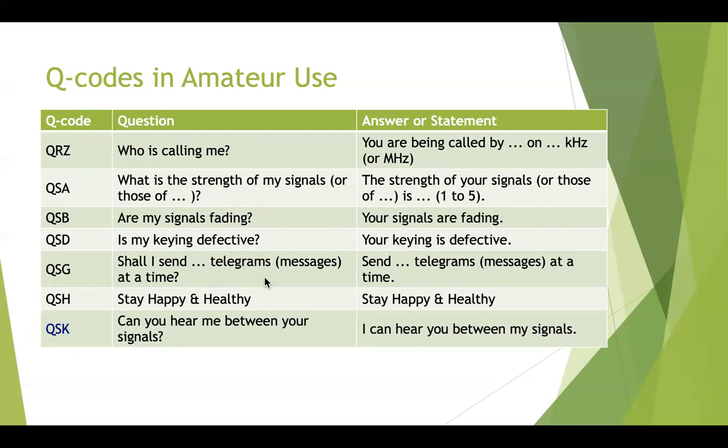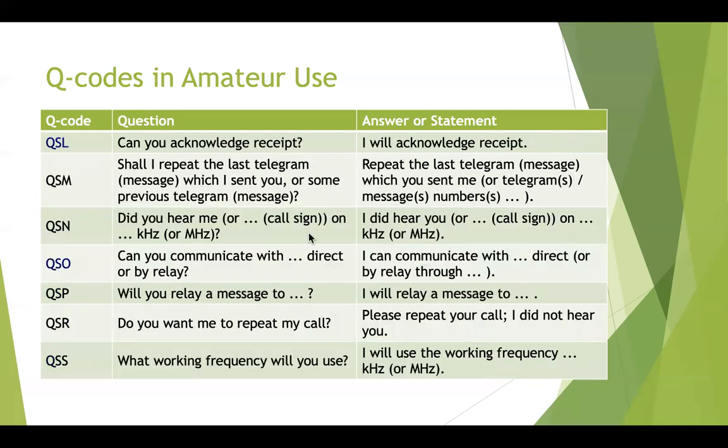QSG, shall I send some number of messages at a time? QSH, stay happy and healthy. QSK, can you hear me between your signals? These are all standard Q codes that are in amateur use right now. QSL, can you acknowledge receipt? QSM, should I repeat the message, or should I repeat any messages? And then you could respond with repeat message number 3 or whatever, and then the sending station would resend that.